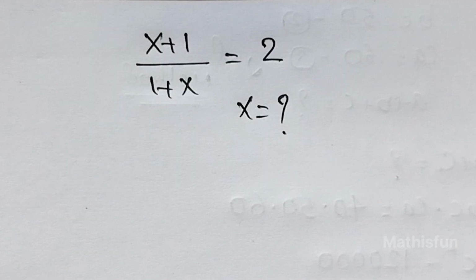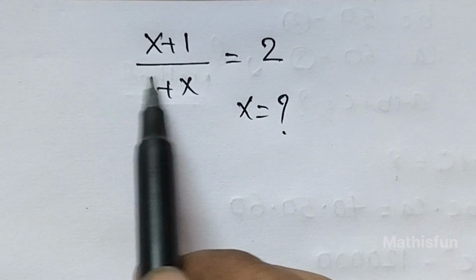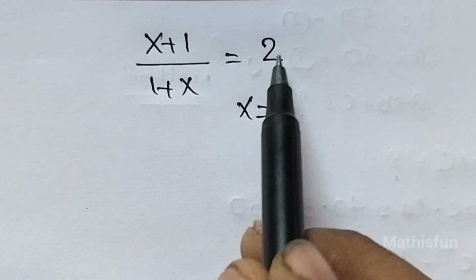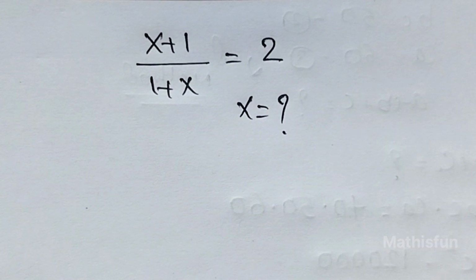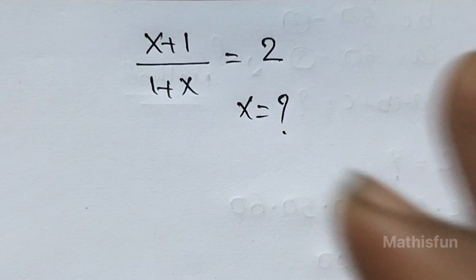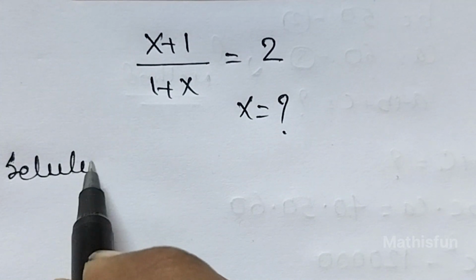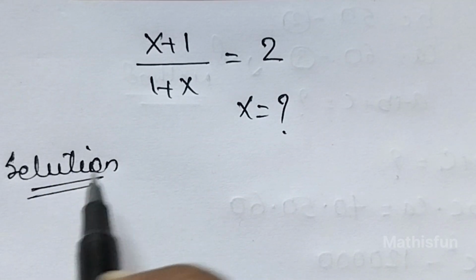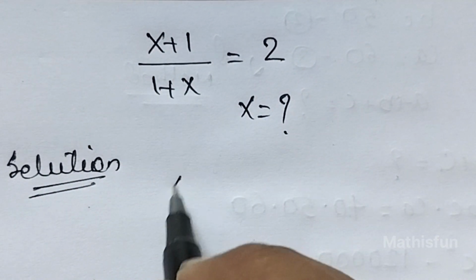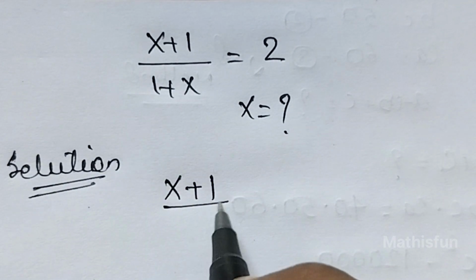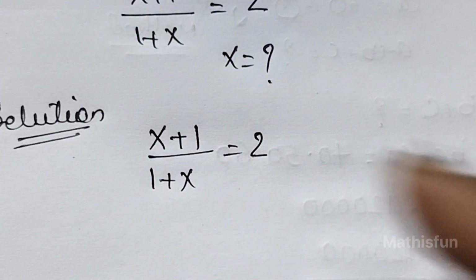In today's video, we are going to solve the equation (x + 1) / (1 + x) = 2. Actually, this is not a real math equation, it's just for fun. So let's solve it. Our solution. It's only for fun. Our question is (x + 1) upon (1 + x) is equal to 2.